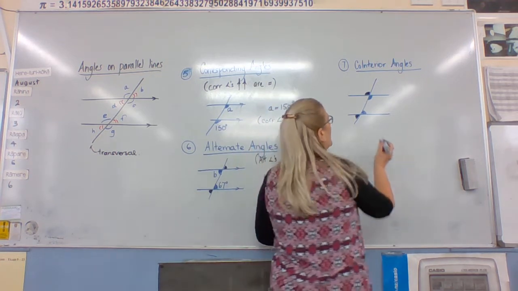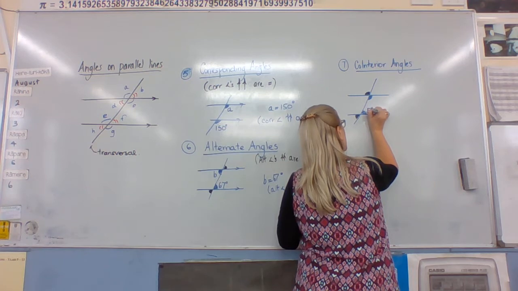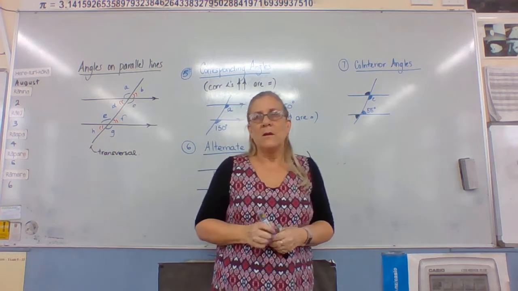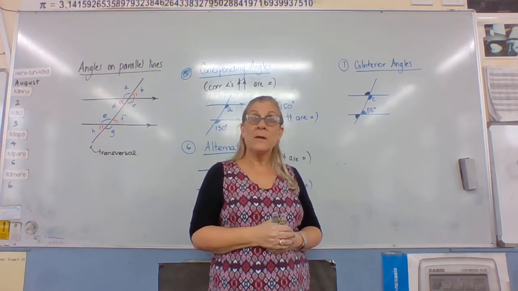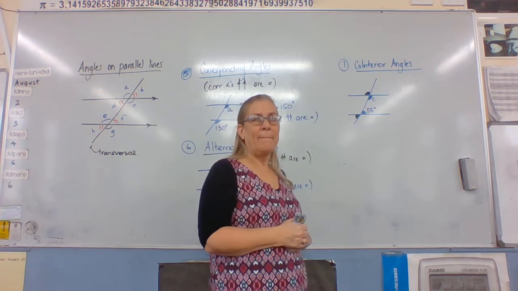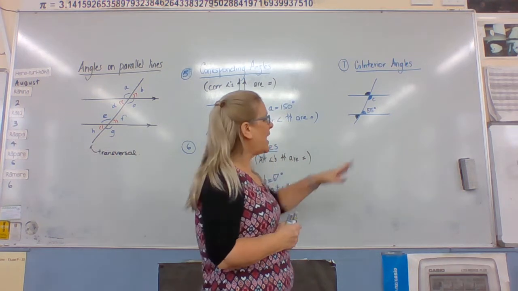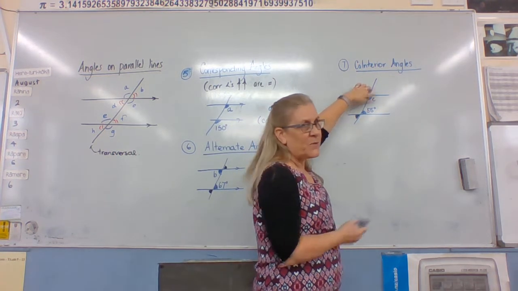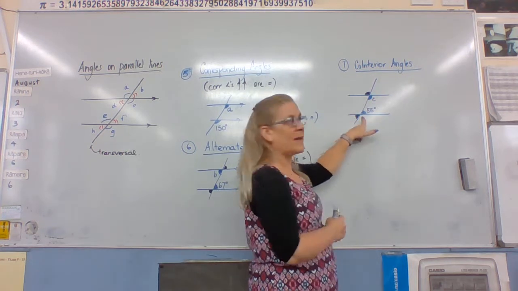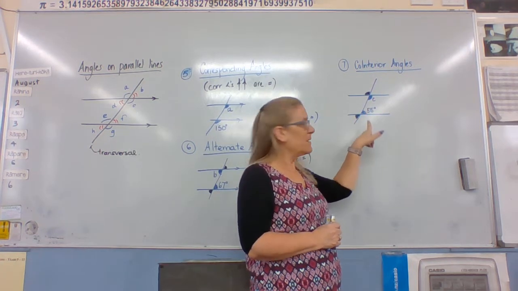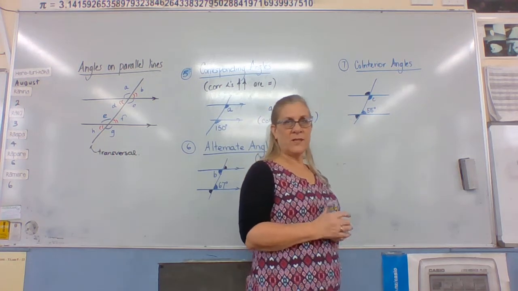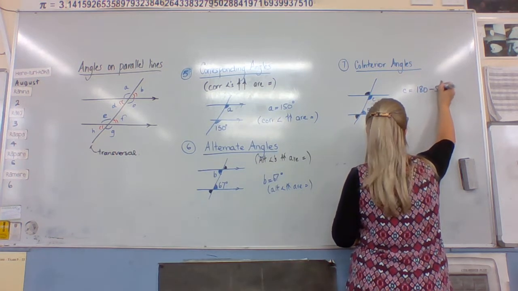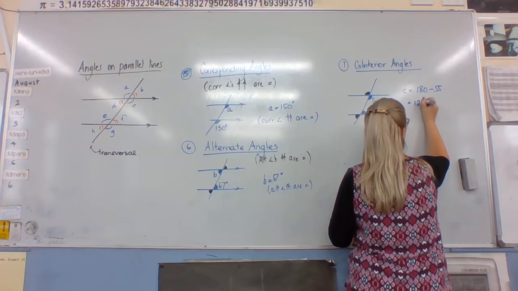So therefore, if this one is 55 degrees, anybody tell me what C is going to be? Christina? Very good. 180 take away 55 because this one here, if we squash the parallel lines together, would be here. So they'd be on a straight line. So it would be this one plus this one equals 180. So C equals 180 minus 55, which is 125 degrees.